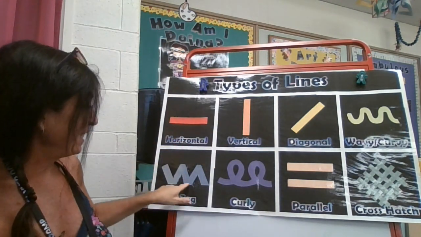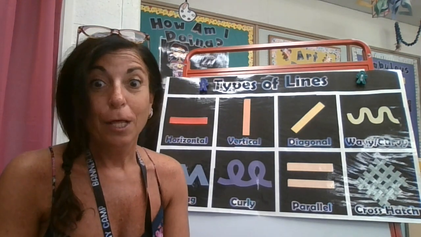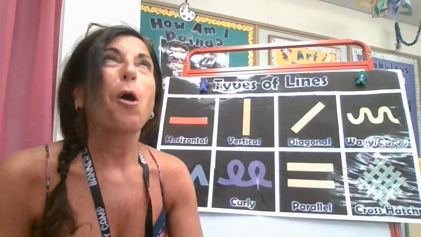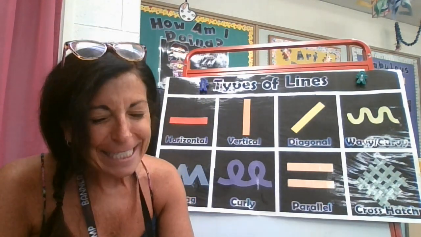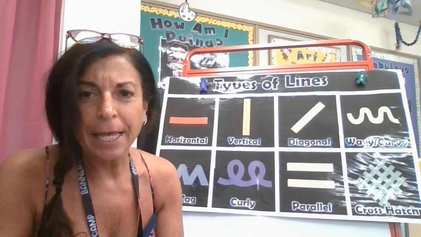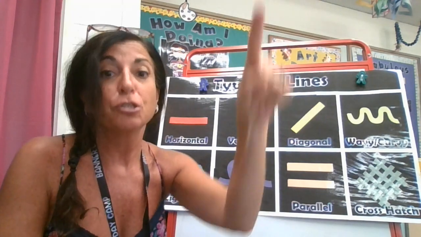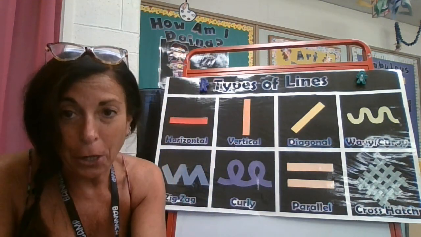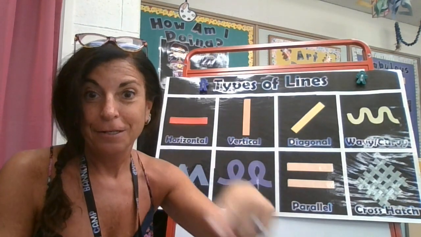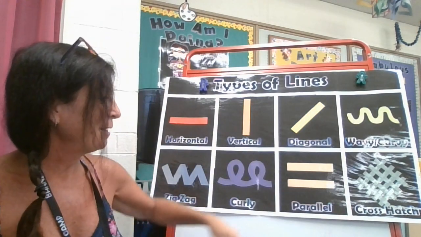We have a zigzag line. I always said this when my daughter was little, and she would do something a little naughty, and I would say, no, no, no. A zigzag line goes, no, no, no. We have a curly line, goes upside down, woo, woo, woo.